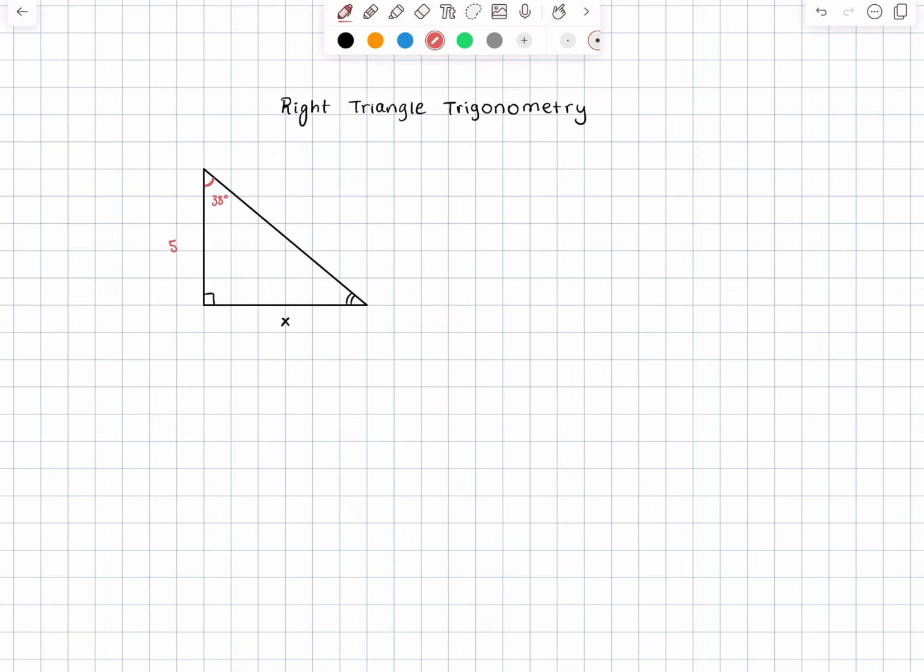So the first one is sine. The shorthand notation is S-I-N. It's not sin, we pronounce it as sine. And then this is sine theta equals opposite over hypotenuse. And I'll explain what that means. Opposite over hypotenuse.